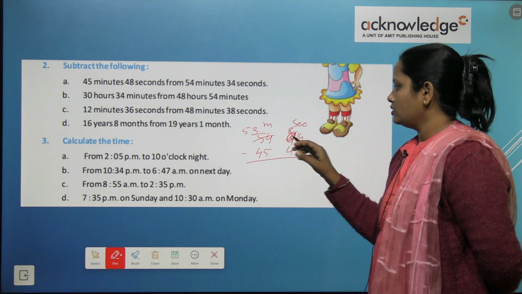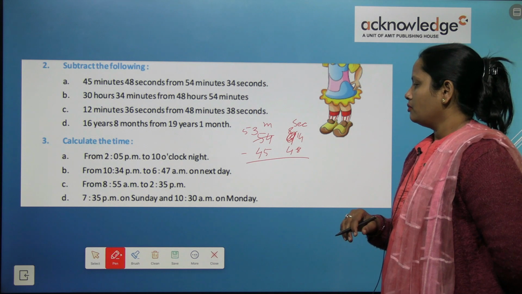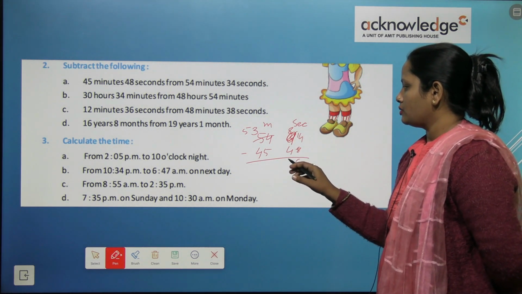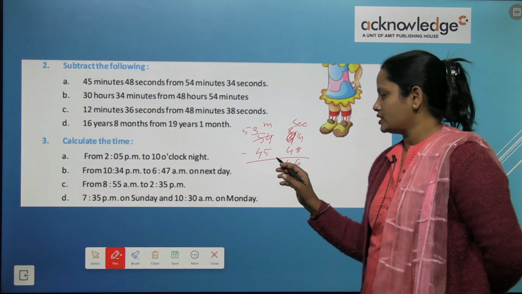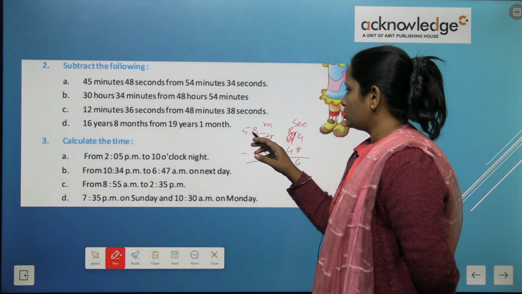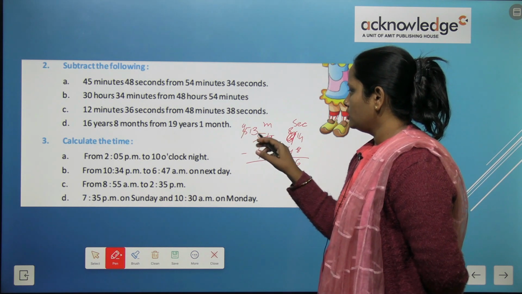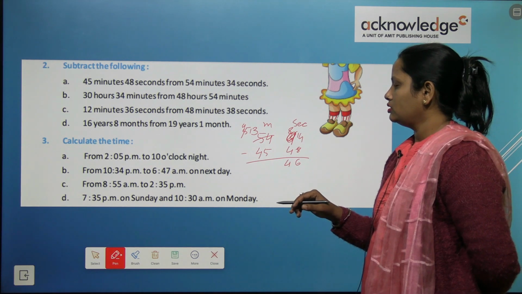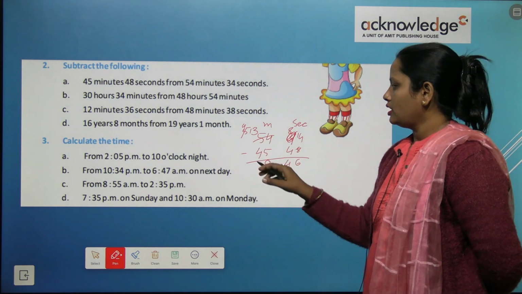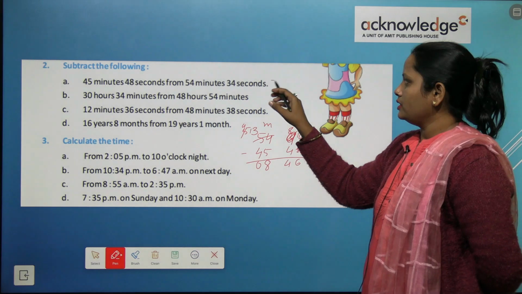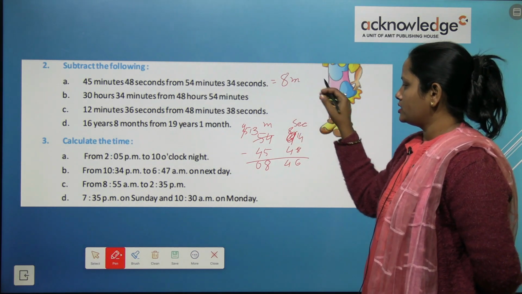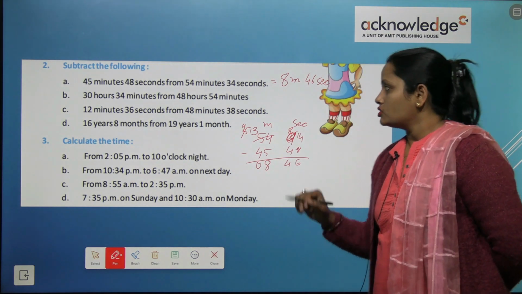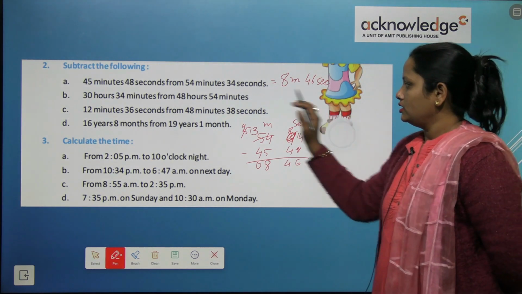So this will be 14 minus 8, so it will be 6. Now 8 minus 4 will be 4. 46 seconds, and here it will be 13 minus 5, 8 and 0. So the answer will be 8 minutes and 46 seconds. So children, I hope this is clear.